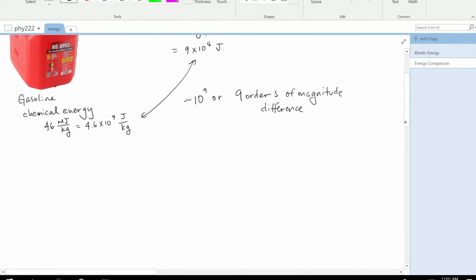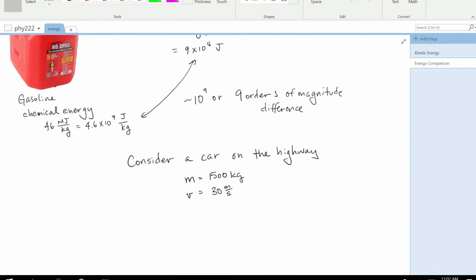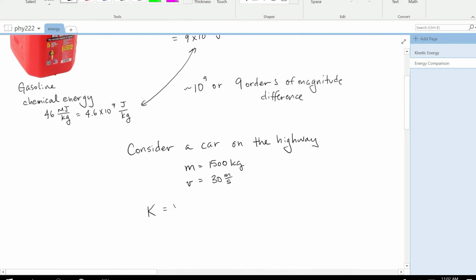And just for further comparison, let's consider a car. And a car might have a mass of approximately 1,500 kilograms. Highway speeds are somewhere on the order of 30 meters per second. And so if I were to calculate the kinetic energy, remember that's gamma minus 1 mc squared. First, let's calculate gamma.